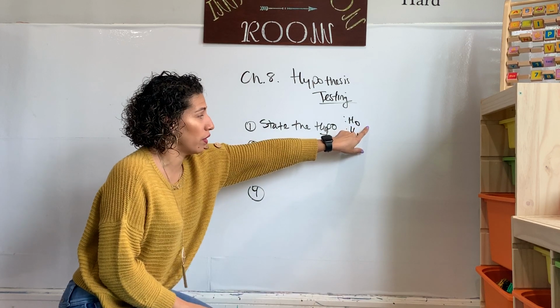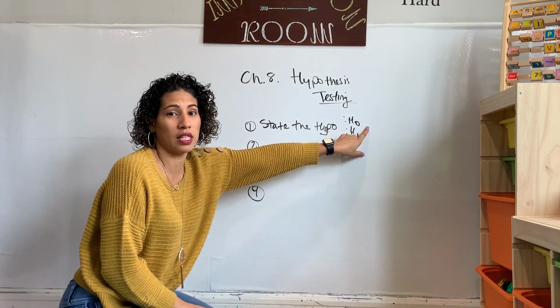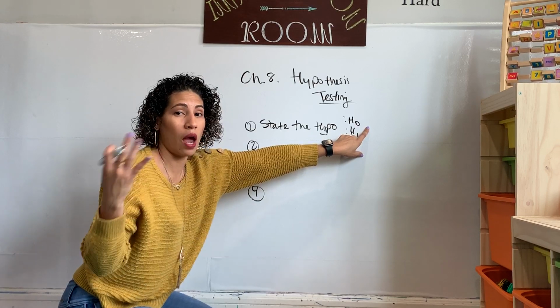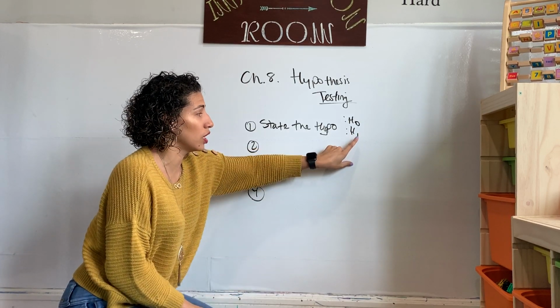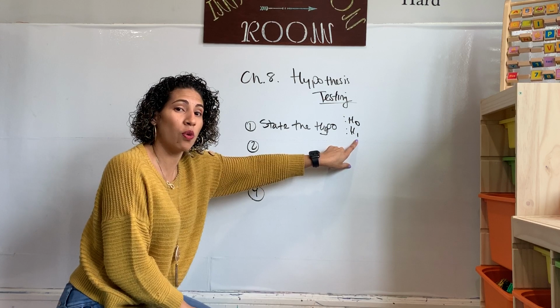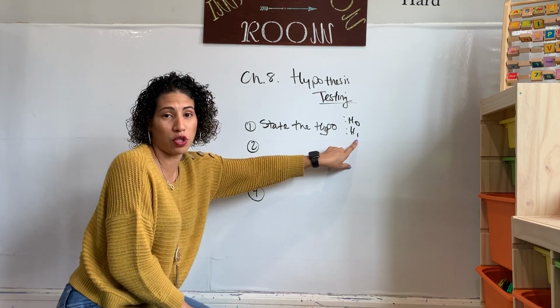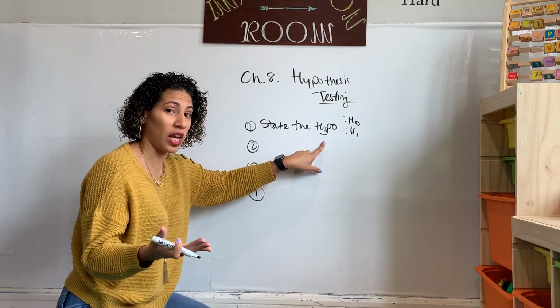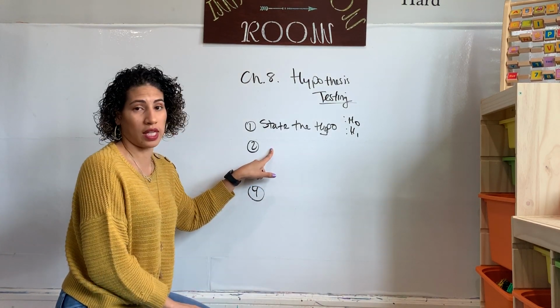So the null hypothesis essentially is going to be the hypothesis that says there is no difference and there is no change between what's going on now and what you're doing. And essentially the alternative hypothesis is that you are doing something significantly different than what's already been done. Once we state our hypothesis, or our educated guess, then we go on to our second step.